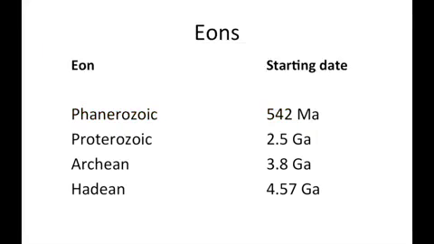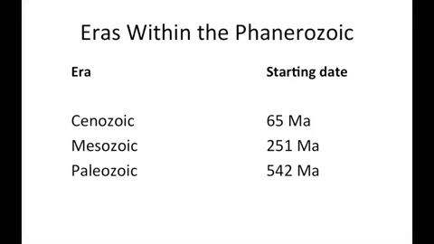So those are the 4 eons, the Hadean, the Archean, the Proterozoic, and the Phanerozoic. And we're going to use these terms throughout the course, so I want you to start getting familiar with them. Now, within the Phanerozoic, we have 3 eras, this being the next smaller classification in geologic time.